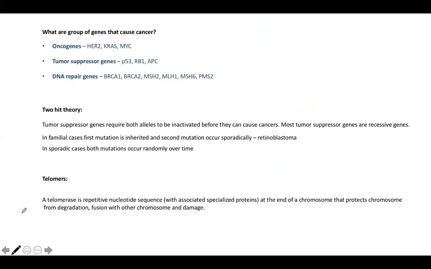So now we come to the genes that cause cancer. So oncogenes, tumor suppressor genes, and DNA repair genes. So oncogenes are the genes which promote growth, but they promote growth when there are adequate signals for growth. But if proto-oncogenes are mutated, you get excessive growth even when there are no signals from outside.